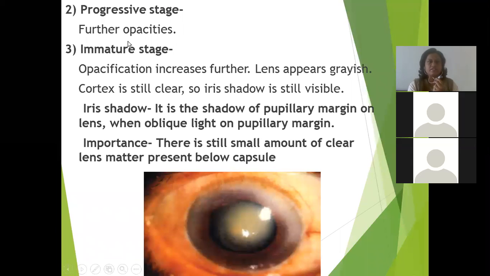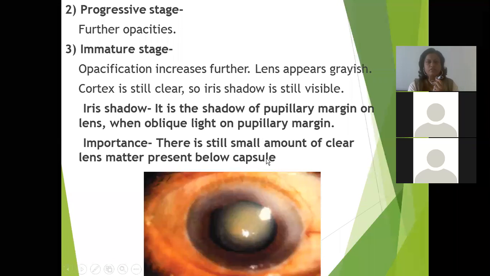Second is the progressive stage, further opacity is occurring. Then third is the immature stage, that is the opacification increases further, the lens appears grayish, the cortex is still clear, and iris shadow is still visible. Iris shadow is a shadow of the pupillary margin on the lens when oblique light falls on the pupillary margin, and it is important because there is still a small amount of clear lens matter present below the capsule.